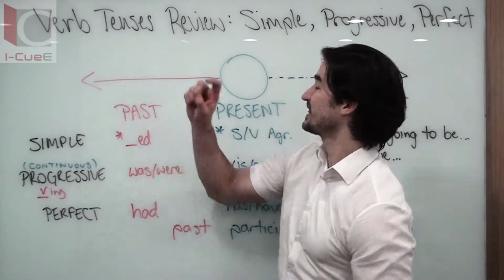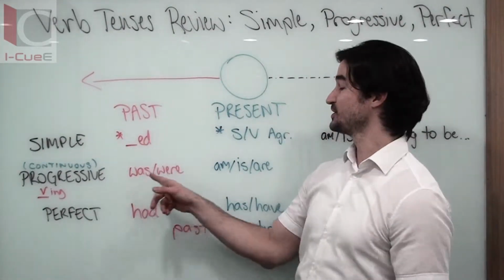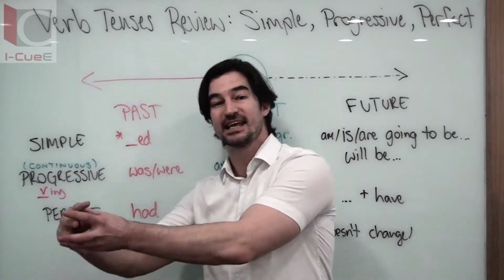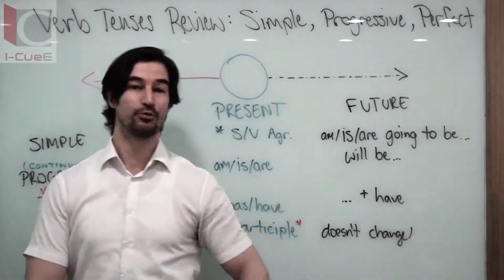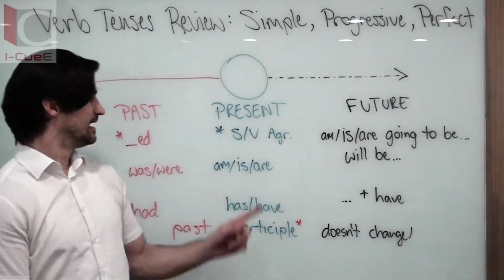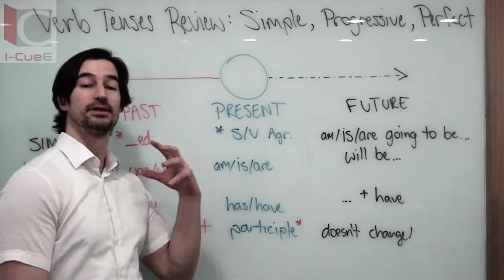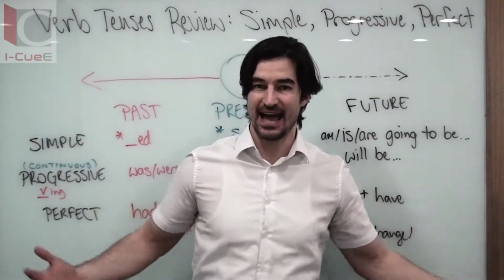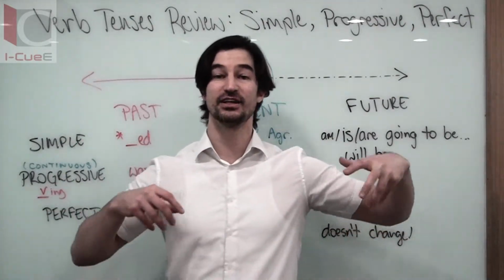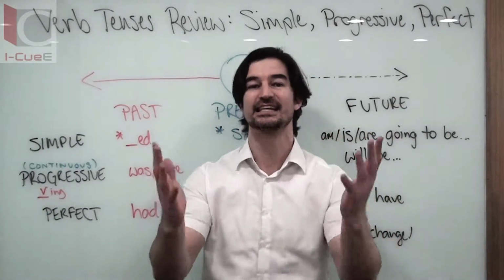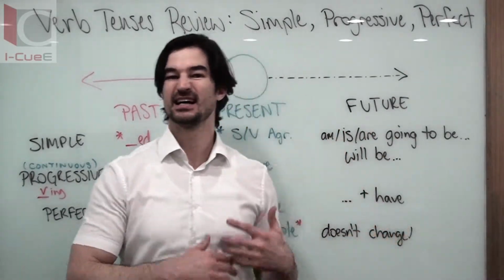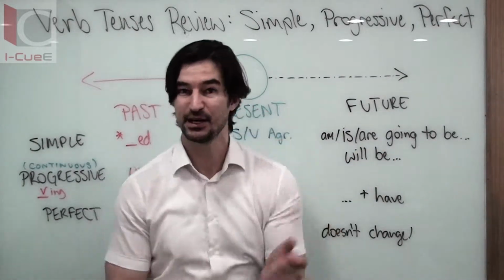Let's look at the past progressive. Was, were, verb, ing. Pretty easy. You're talking about something in the past that happened over time. With the present progressive, same thing. Is, am, are, plus verb, ing, and it's something that I am doing right now, okay? So it's a continued action in the present. This is how you talk about things you are doing now. Because things we are doing now don't happen in a moment.